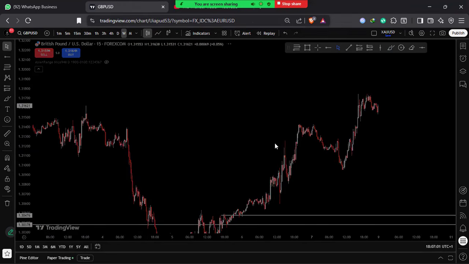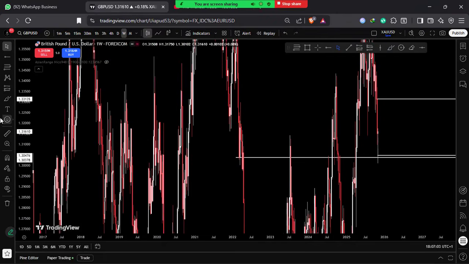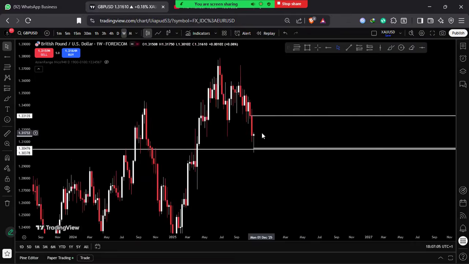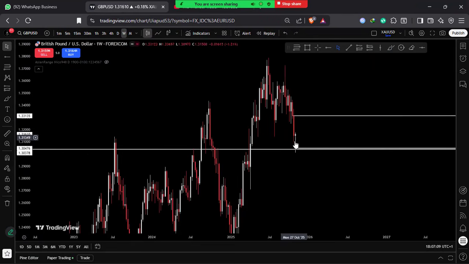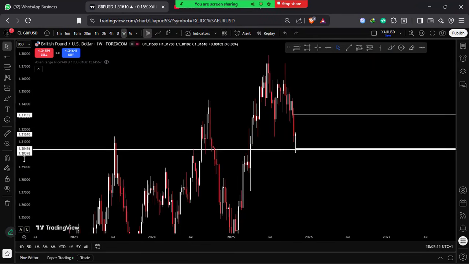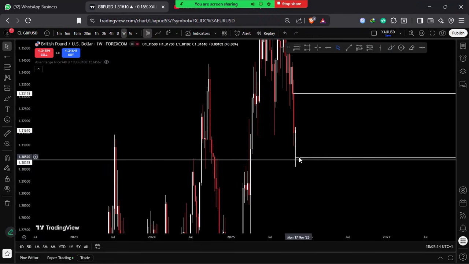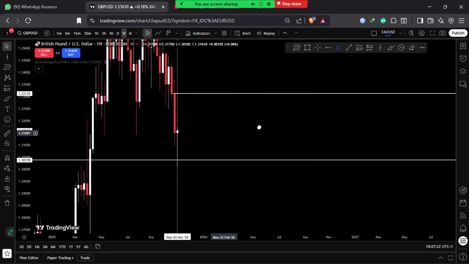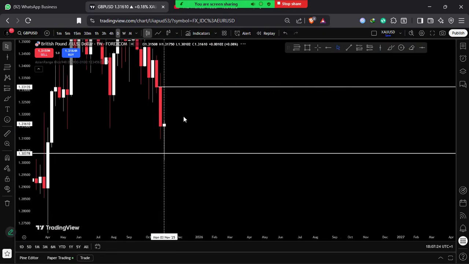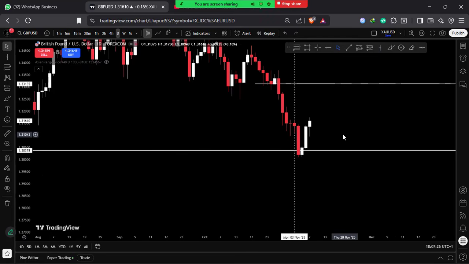So where we're coming from, first of all, we started from the weekly, and we saw that this weekly candle rejected from here. Because it rejected from here, we were curious enough to go down to the lower time frame to find a breakout, or you can say a breakout structure, a market structure shift, whatever you want to say.